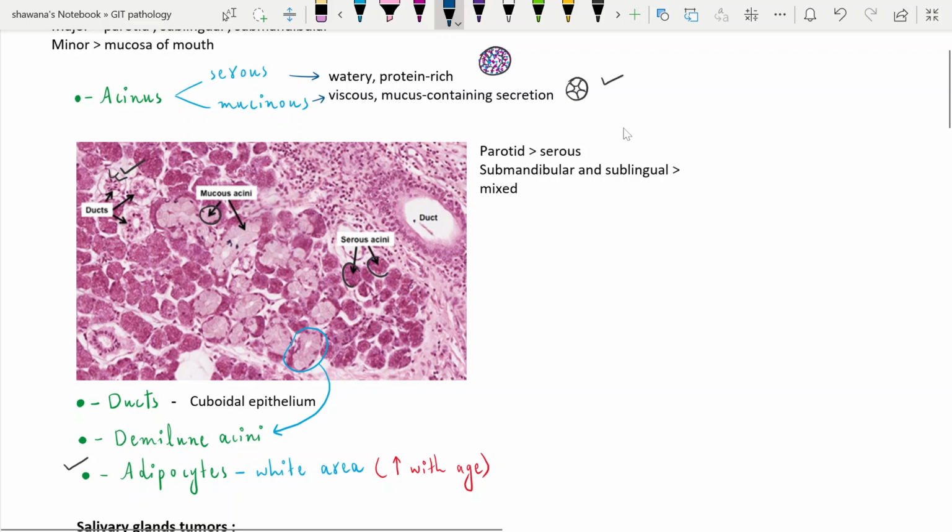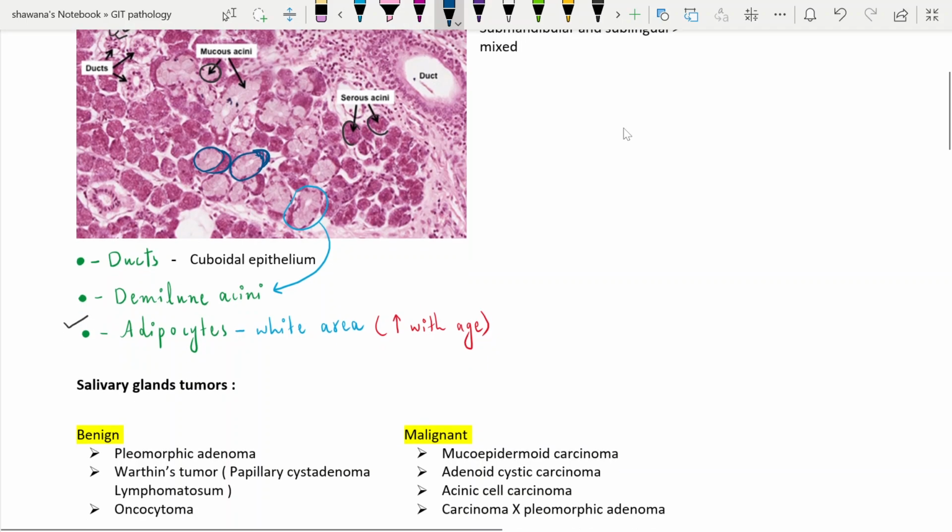There is also another kind of specific acini, where a mucinous acinus is present and on top of it, like a cap, is the serous acinus. As you can appreciate here, this is the mucinous acinus and on the top is the serous. This is called the demilune acinus. Demilune means half-moon shaped acinus, with half serous part and half mucinous part. The histology of the glands is complete, and then we move towards the pathology.